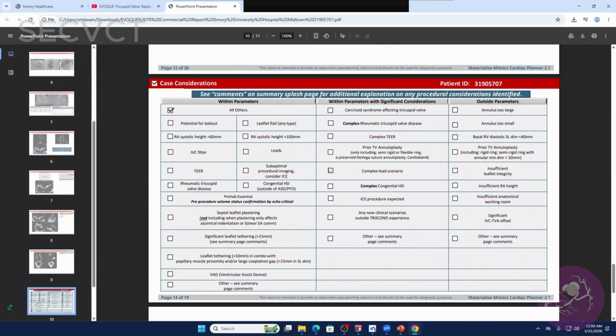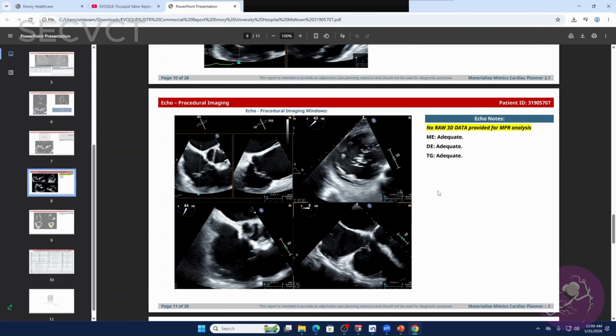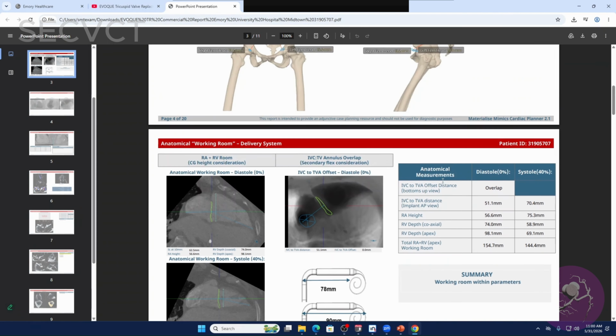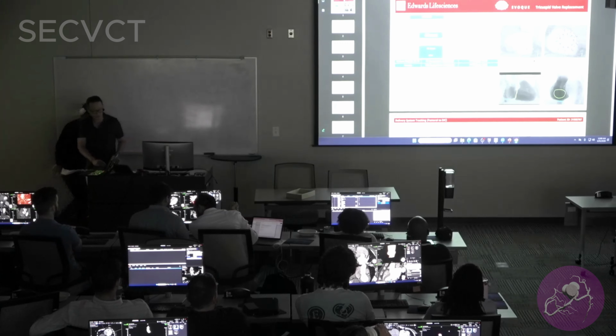These are the echo images at the end, and then they finally tell us if it's within parameters, or if there's anything that we have to be careful of intra-op. But again, for the sake of the CT planning, it's mainly defining the annulus of the tricuspid valve and making sure that there's nothing anatomically funny in the case.